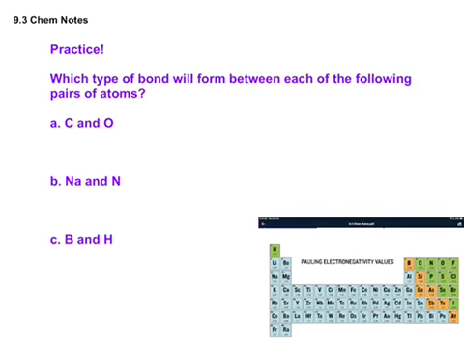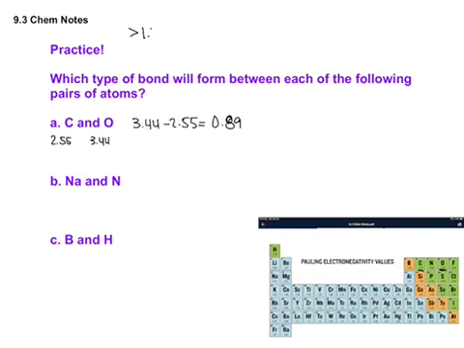So for the first one, we can look up carbon. Carbon has an electronegativity of 2.55, and oxygen has an electronegativity of 3.44. Again, I'm getting these off this electronegativity chart. And in order to figure out what type of bond, you simply subtract them: 3.44 minus 2.55. And remember, do it in a way that your answer is positive, 0.89. And then you can go back and look it up in that chart.